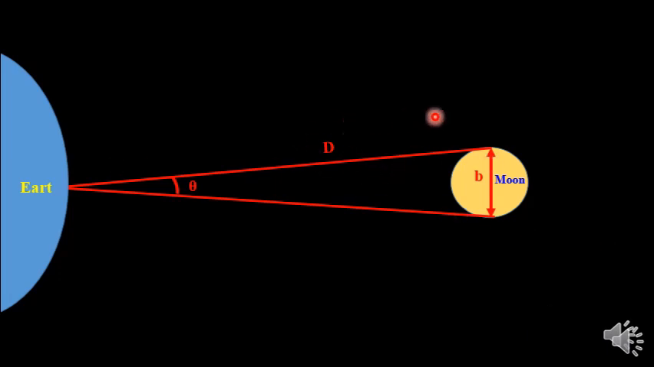We know that angle equals arc divided by radius. Instead of arc, here is the diameter of the moon b, and instead of radius, here is the distance from the planet to the moon, capital D. So theta equals b divided by d, or b equals theta into d. Angle theta we can calculate by using a telescope. Distance d we get from the previous method. So by substituting the values of d and theta, we can calculate the diameter of the moon.